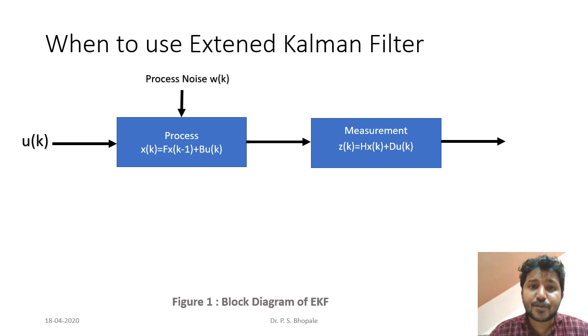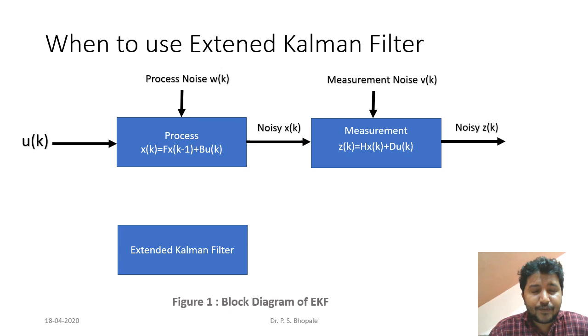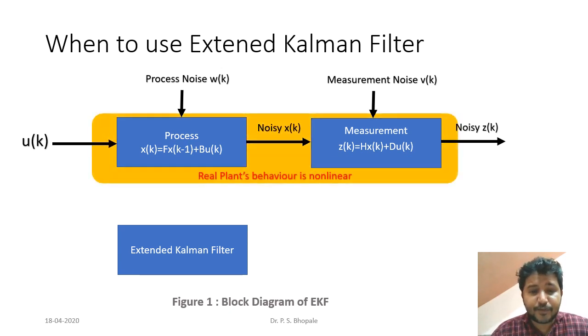So when process noise is added in the process, which is a very practical thing, when a process is running, some kind of noise, sensor noise, inbuilt circuit noise, white noise, environmental noise is added, then the output or states become noisy, which will give us a noisy Xk. And when noise is added in the measurement part, like the sensor part, then the measurements become noisy measurements. So we are talking about when to use extended Kalman filter.